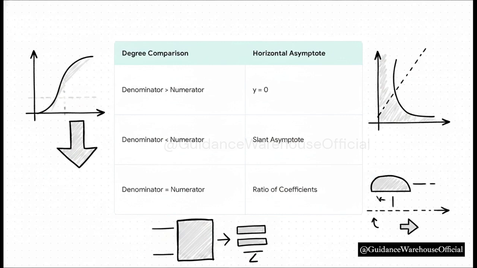If the denominator's degree is bigger, the bottom grows way faster, and the horizontal asymptote is just y equals 0. Case 2. If the numerator is bigger by exactly 1, there's no horizontal line at all. Instead, you get a diagonal slant asymptote. And case 3. If the degrees are a perfect tie, the asymptote is simply the ratio of their leading coefficients. You just divide the top front number by the bottom front number.